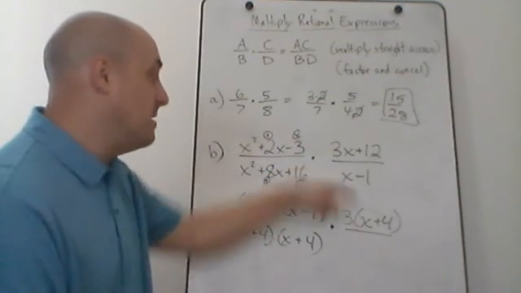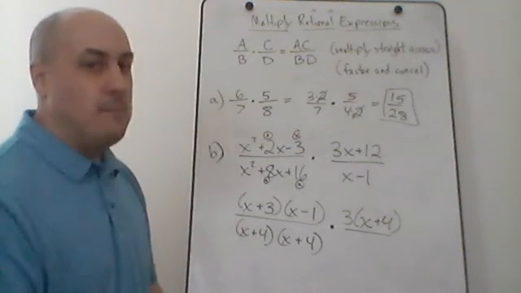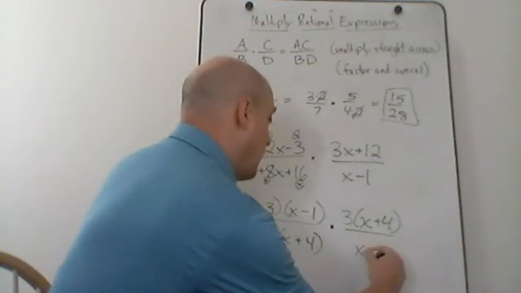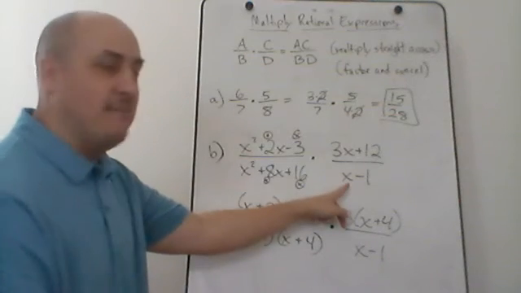My denominator here, the x minus 1, that one I'm not going to be able to factor at all. Again, it's not a difference of squares because we don't have an x squared here.